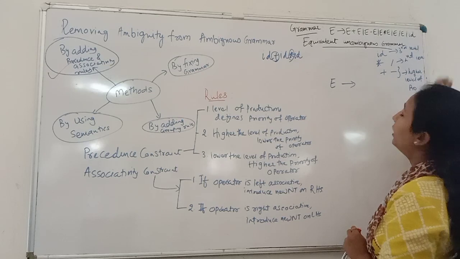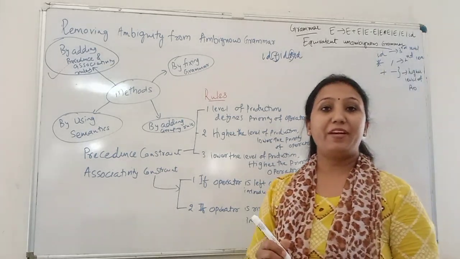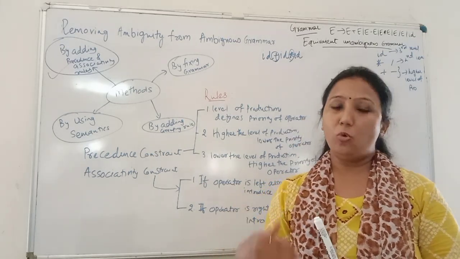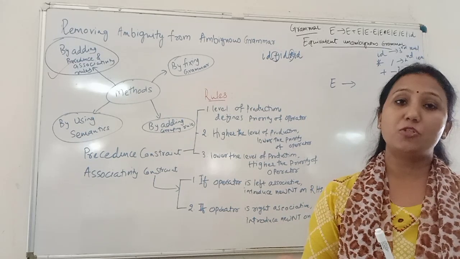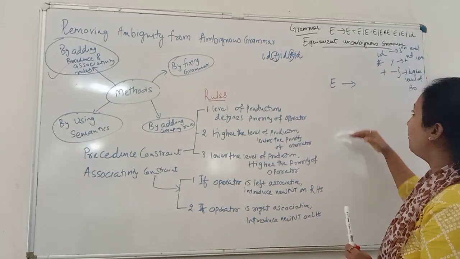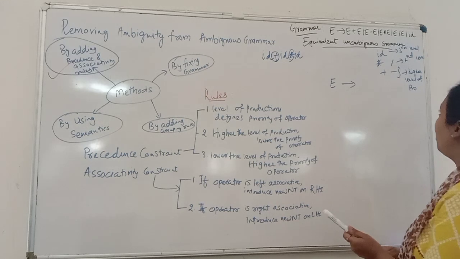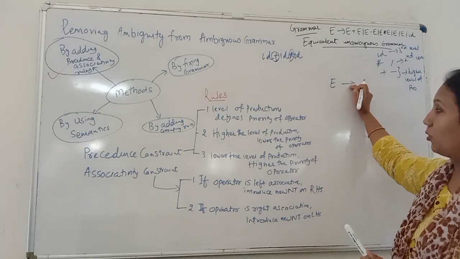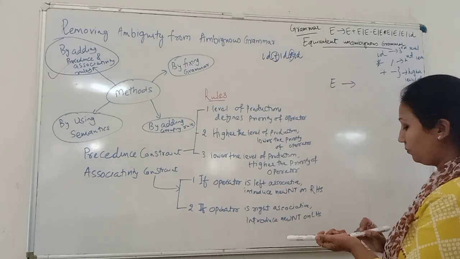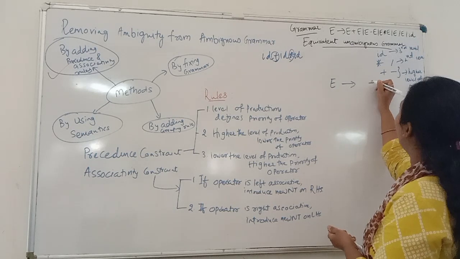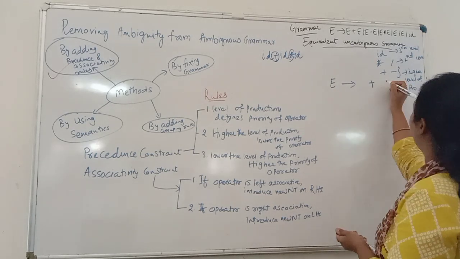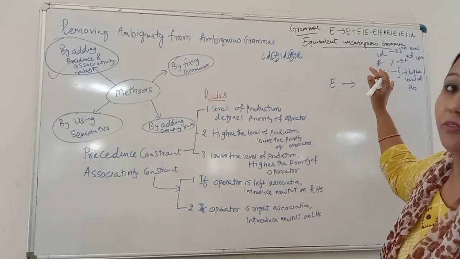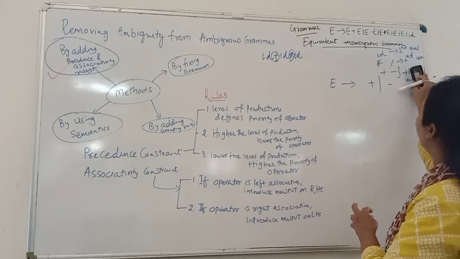Again I am repeating, the precedence of an operator is used to define the level of a production. The operators with the highest precedence should come at the lowest level, and the operator with the lowest precedence should come at the first level. So when we rewrite the production, we have to think about the operators with the lowest precedence, and they should come at the first level. So we have plus and minus. We will write two productions, plus and minus, so we take these two operators at the first level.